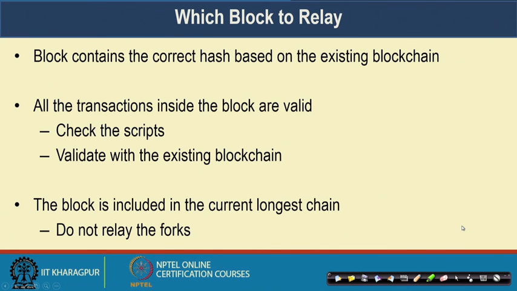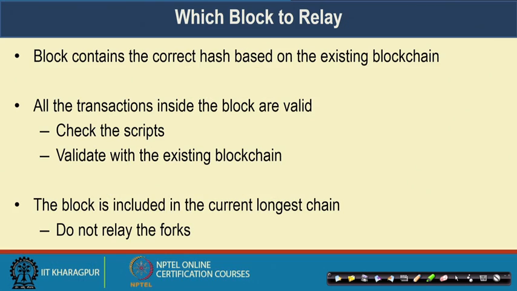The second point was that you need to check that all transactions inside the block are valid. You can do that again by checking the scripts or validating it with the existing blockchain that you already had. And the third point, that the block is included in the longest chain. So you should not relay the forks.